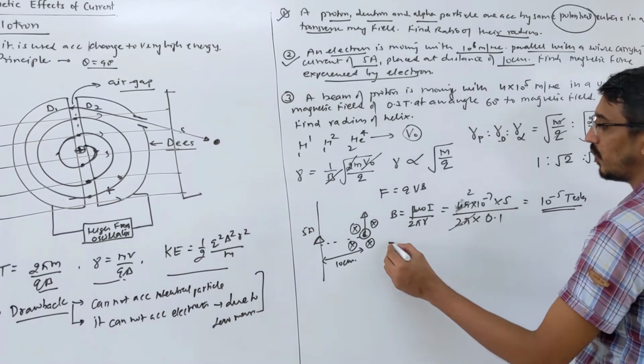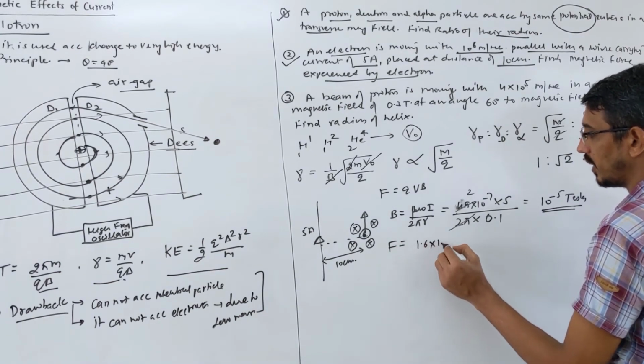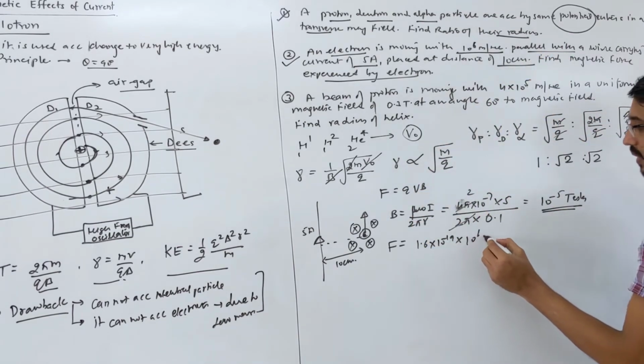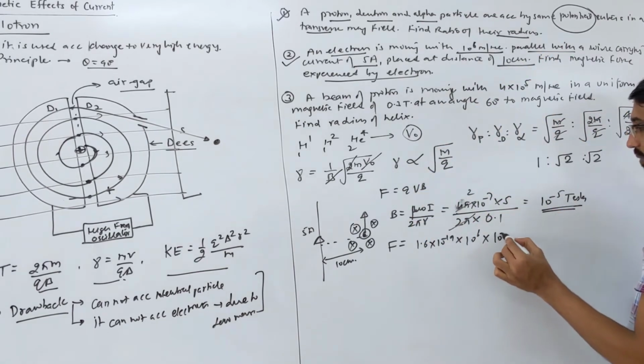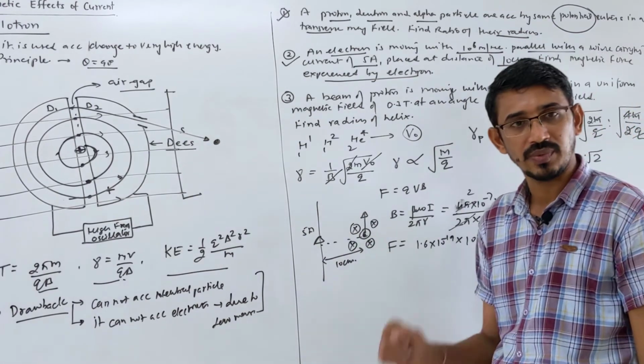So we want to know what is the force experienced by the charge. What is the answer? QVB. Q means 1.6 into 10 power minus 19. Velocity they have given 10 power 6. And the magnetic field we calculated as 10 power minus 5. So this becomes simply 1.6 into 10 power minus 18 Newton. This is the force experienced by this charged particle.